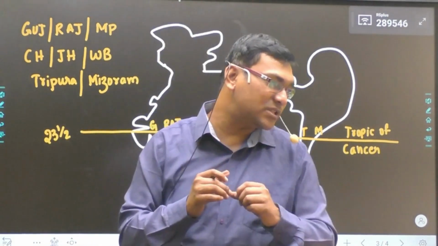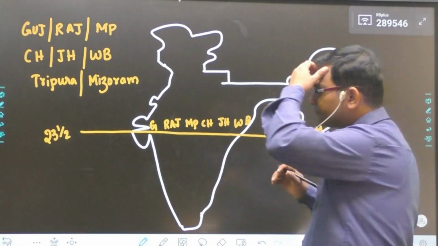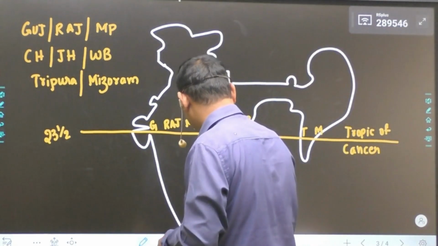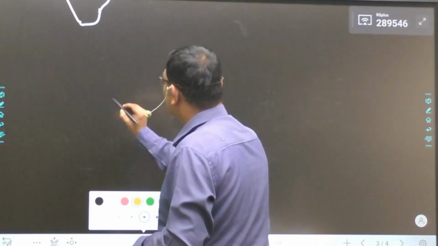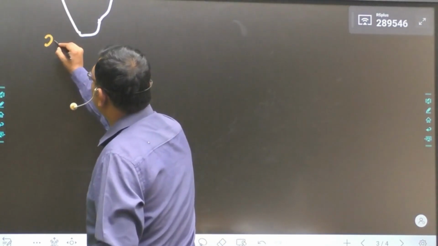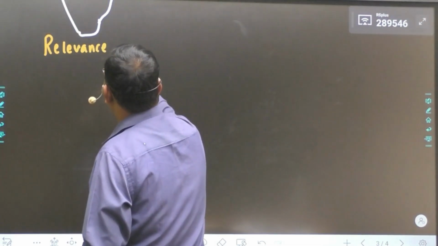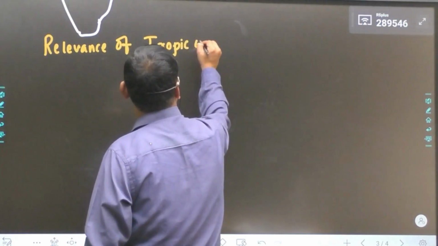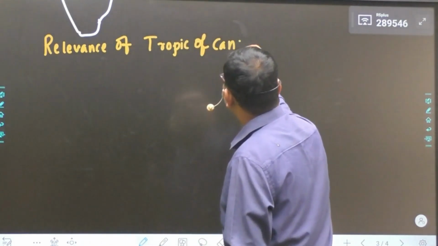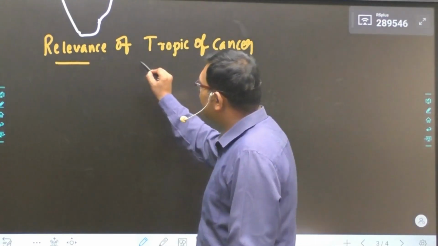What is the relevance you see? So what are the relevances of this? Simple. What is the relevance of Tropic of Cancer? So what is the relevance you see?